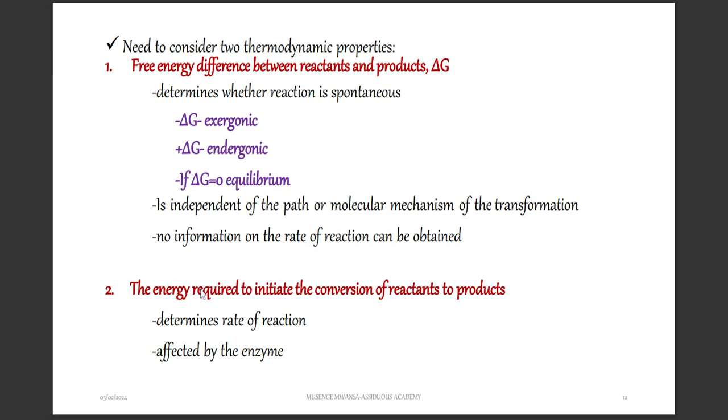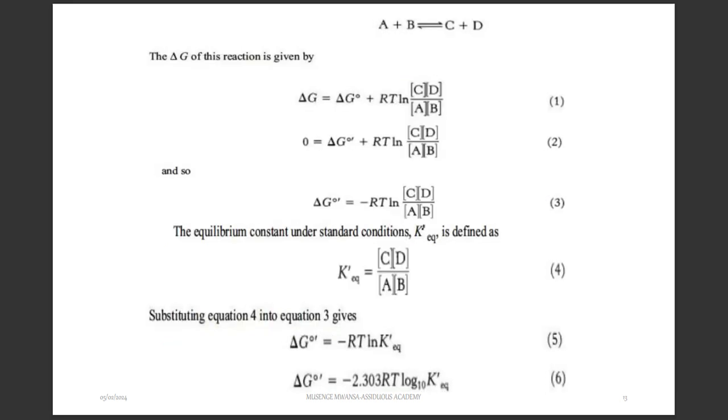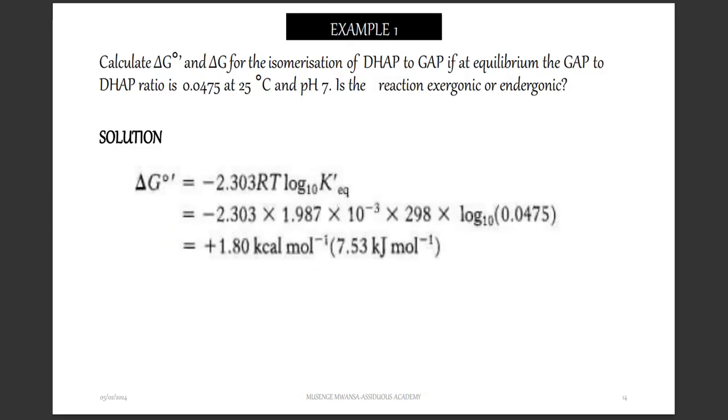Okay. So the energy needed to initiate the conversion of reactant to product will determine the rate of the reaction and also affects the enzyme. The energy that is required for you to convert the reactants to the products determines how fast the reaction is going to be able to move.